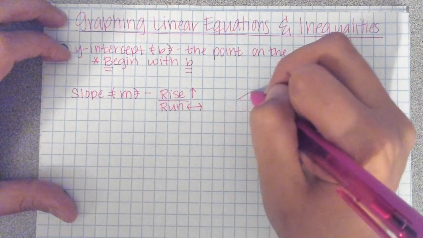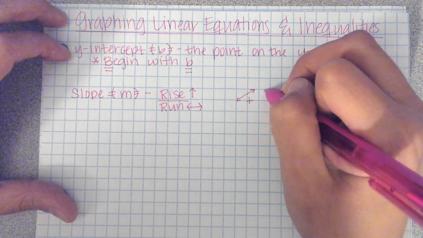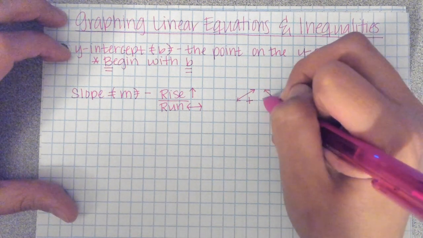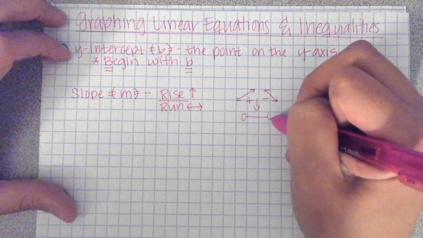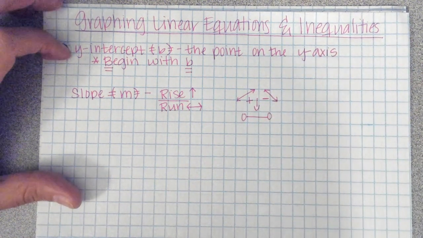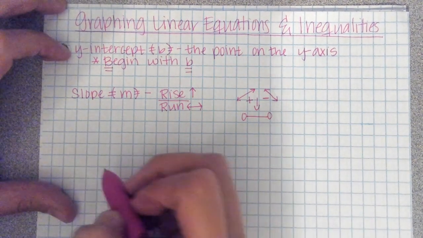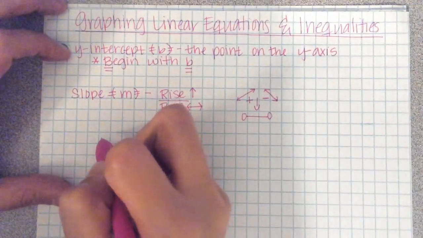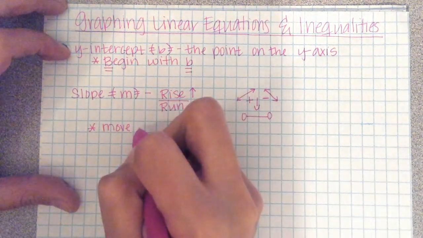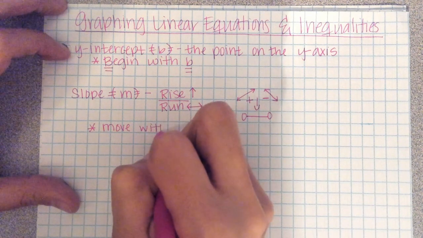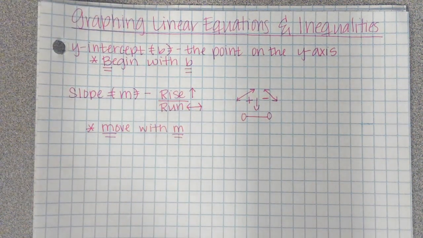And then I also want you to remember slope man, which we met last week, I believe, with positive, negative, undefined nose, and a zero mouth, because he's worried you're not going to remember slope. All right, as far as this goes, I want you to remember move with M. Begin with B, move with M.